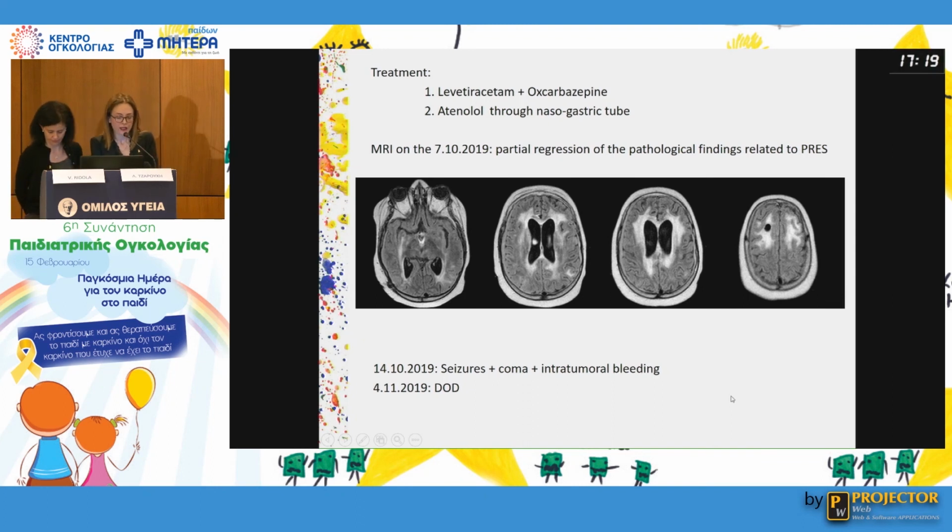So here again, he was treated with antiepileptic drugs and antihypertensive drugs. The MRI 1 week later showed a partial regression of the pathological findings related to PRES, as we can see in this picture. But unfortunately, a few days later, the child presented again with seizures, coma, and he had an intratumoral bleeding, and he passed away a few days later.